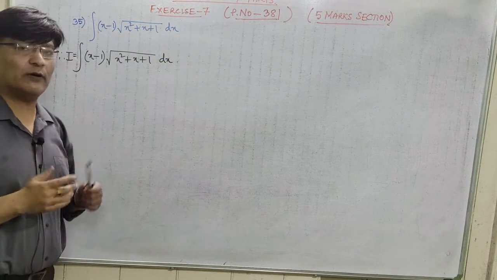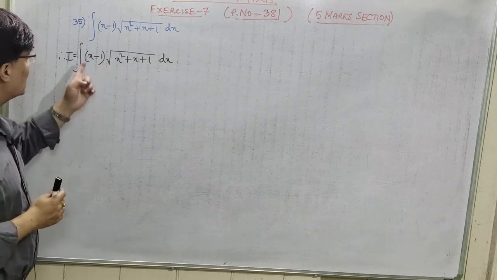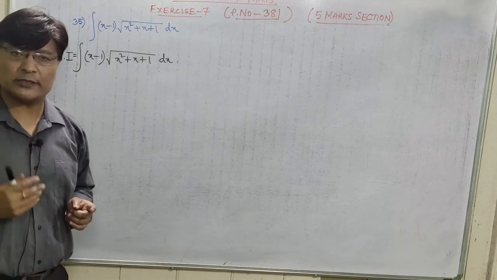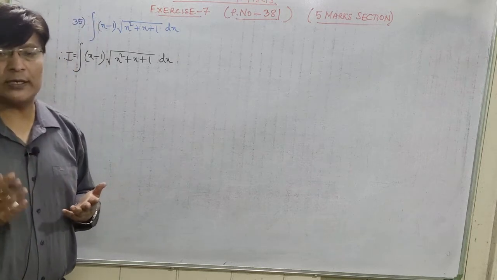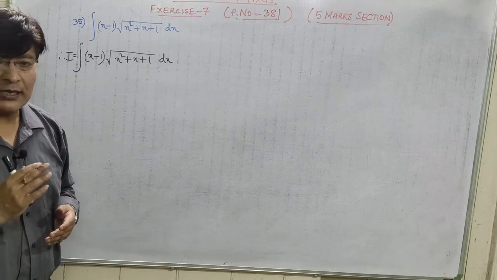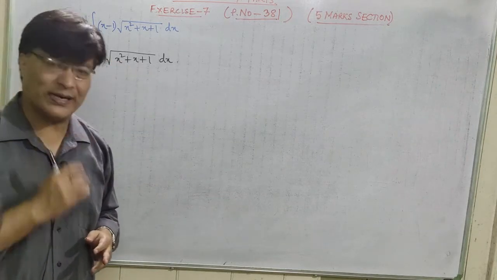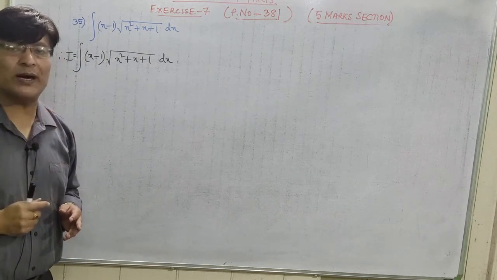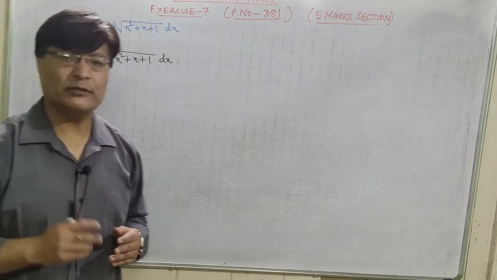So how can you evaluate this integration? So now here the given expression is, first one is x minus 1. Here the power of x is 1. So x minus 1 is a linear expression in x, and within its square root there is a term containing x square plus x plus 1. Here the highest power of x is 2. So this is a quadratic expression in x. But this quadratic expression in x also contains x to the power 1. So this is quite different from question number 34.